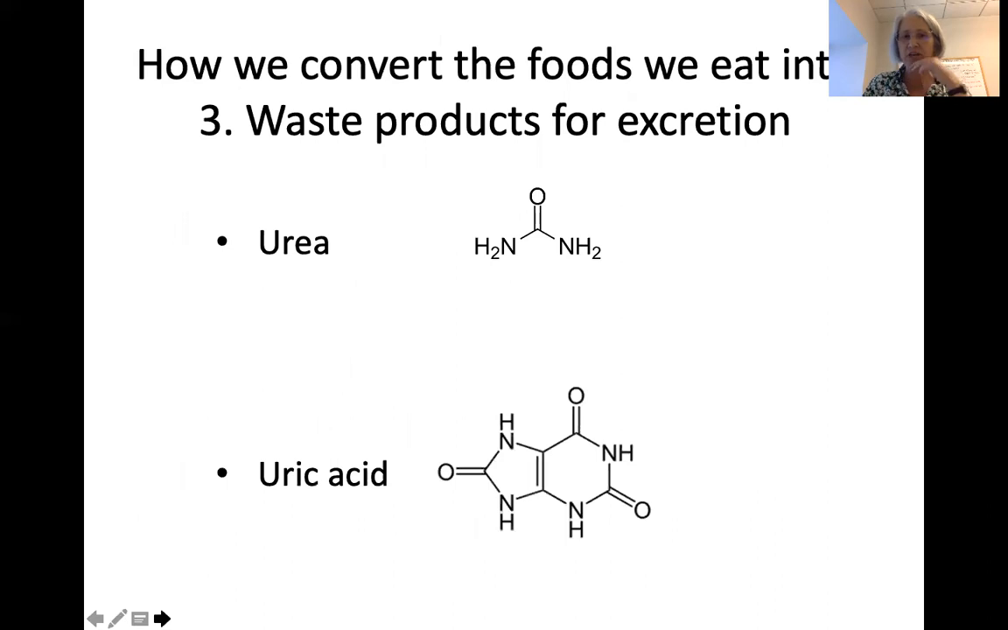And I just want to contrast that with uric acid. So this is uric acid. It is produced by catabolizing purines. We excrete both of these in the urine, which is where the UR comes from. And I know sometimes students mix up urea and uric acid. So again, urea is the waste product from catabolizing amino acids. Uric acid is the waste product from catabolizing purine nucleotides.